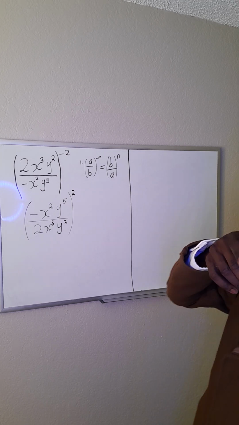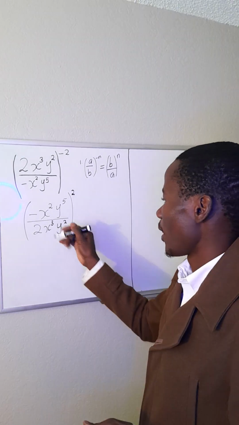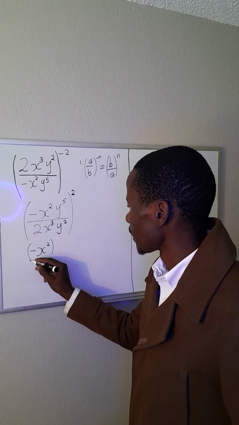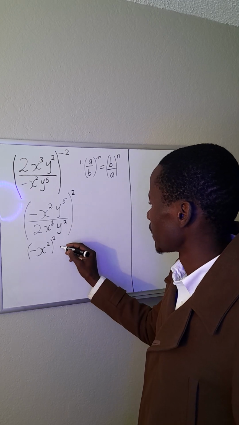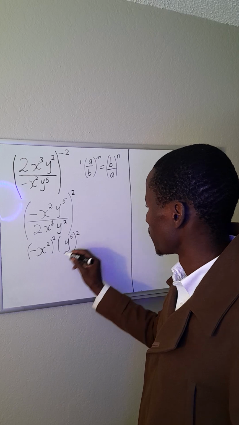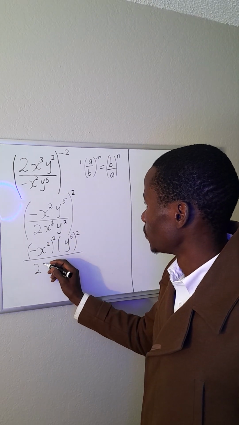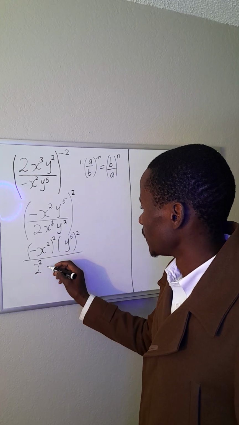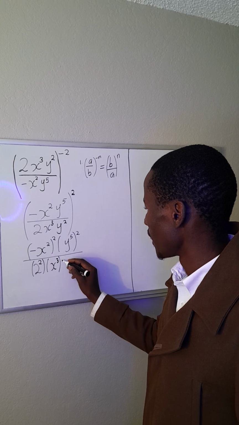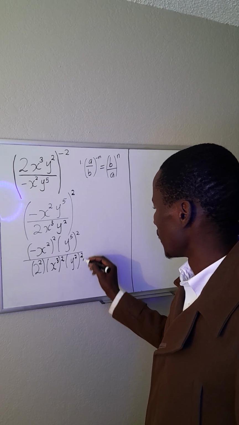The next thing that we are supposed to do is to go ahead and try to split this. Now I'll have negative x squared raised to the power of 2. I'm now squaring everything. Multiplied by y raised to power 5 raised to the power of 2. Everything over 2 raised to the power of 2. Then the other one is x raised to power 3 raised to the power of 2. Same to y raised to power 2, again raised to the power of 2.